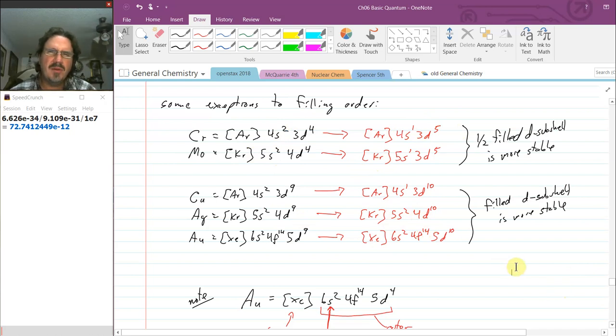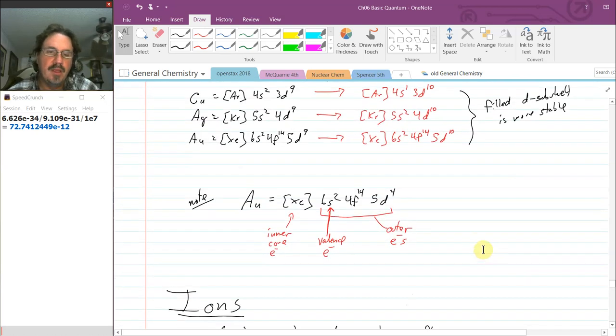Alright, there are some other exceptions to the order of the filling. Those are the only ones that I want you to worry about right now, the half and the totally filled d shells. Okay. Alright, I said I had to come back to this idea of inner, outer, and valence electrons.